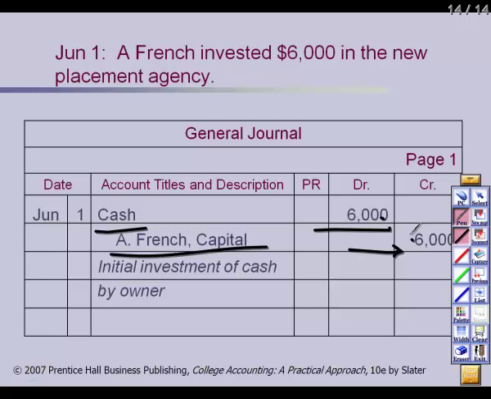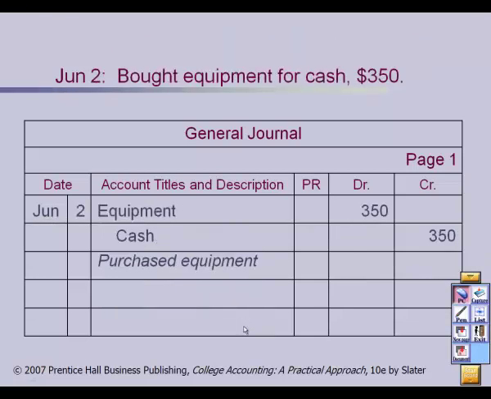Okay, and you always have to include the summary of the transaction. So here you would put that it is the initial investment of cash by the owner. Okay, anytime a transaction takes place, this is how you will record it on a general journal. We can look at a second example of a transaction.